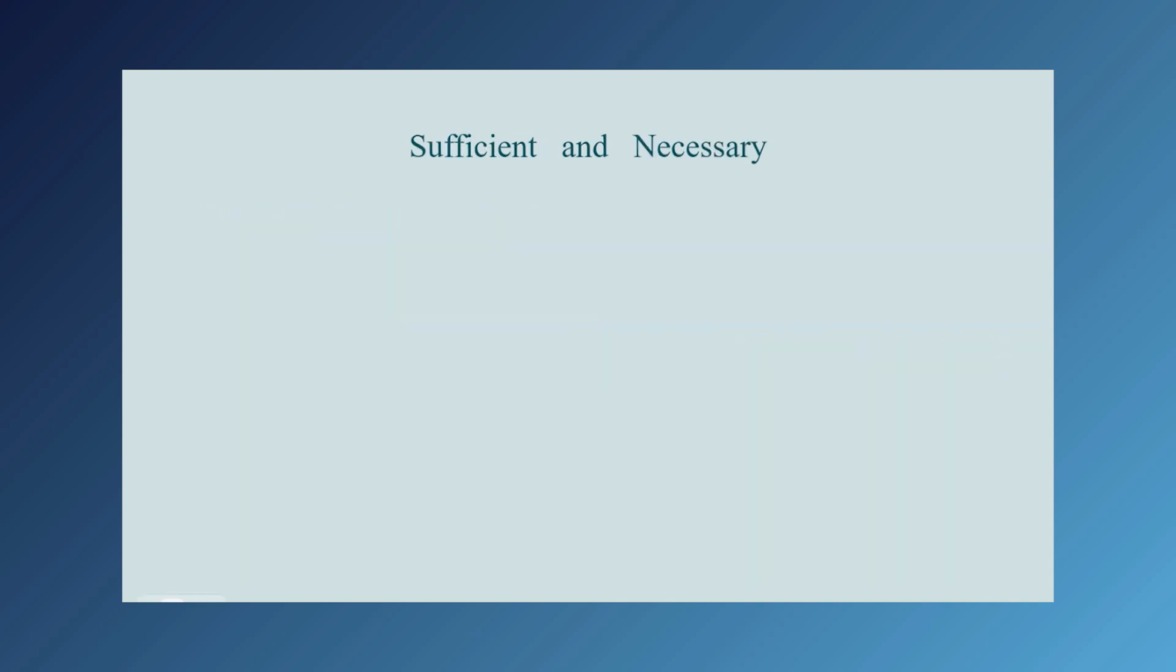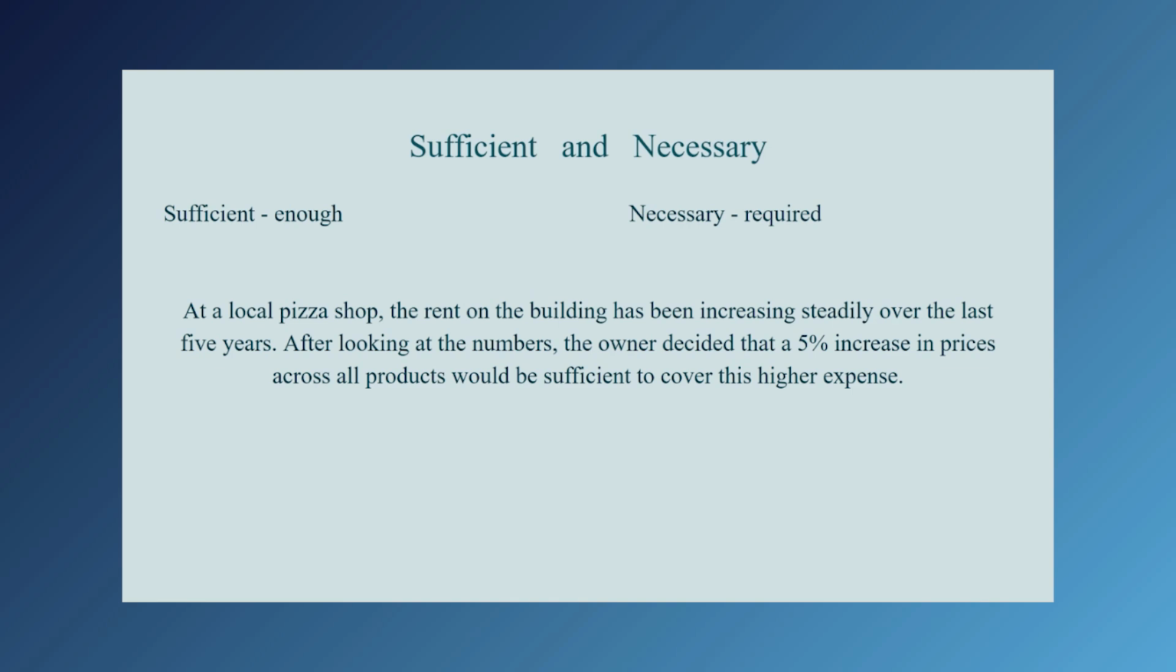The last word set we're going to look at is sufficient versus necessary. So sufficient means enough, and necessary means required. Let's look at an example. At a local pizza shop, the rent on the building has been increasing steadily over the last 5 years. After looking at the numbers, the owner decided that a 5% increase in prices across all products would be sufficient to cover this higher expense.